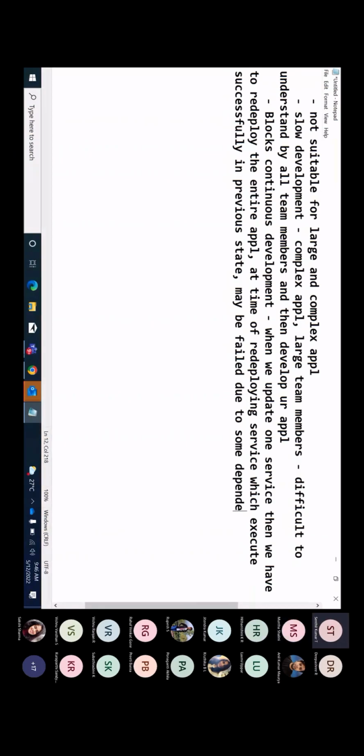It is not a rule actually, I'm just saying that because of some dependency issue, the service which was executed previously may not be successfully executed now. So what happened? We have to rectify that particular service, so we have to block your continuous development. And the next drawback is that monolithic architecture is going to be unscalable.